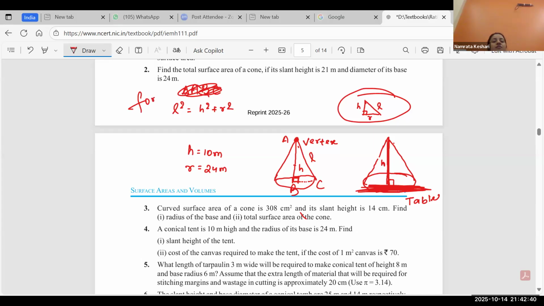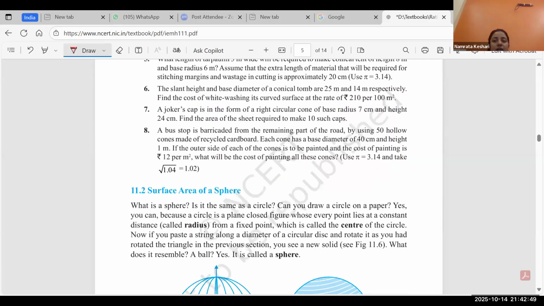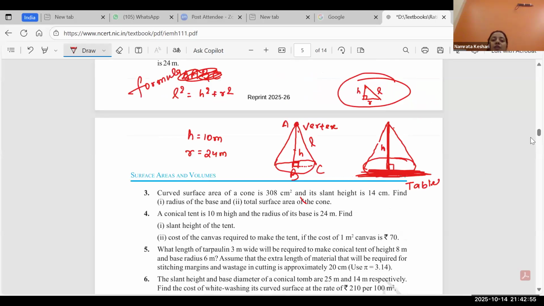Whenever any two are given and we are supposed to find the third, we can use this straightforward formula. We will not say it's a right angle triangle or that we can use Pythagoras theorem. We will directly take the formula and use it, that we know L square is equal to H square plus R square, and I am telling you the formula came from Pythagoras theorem only. Clear?